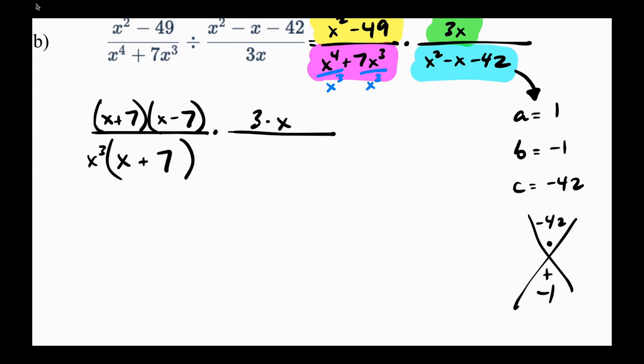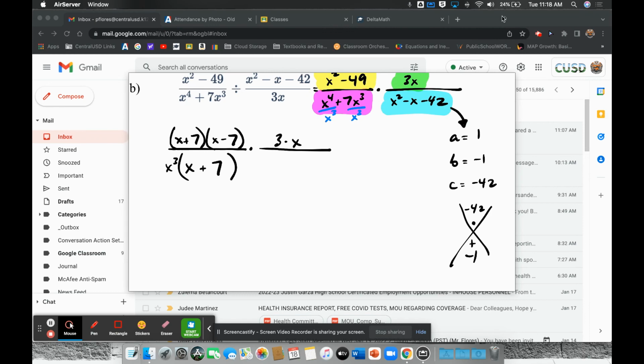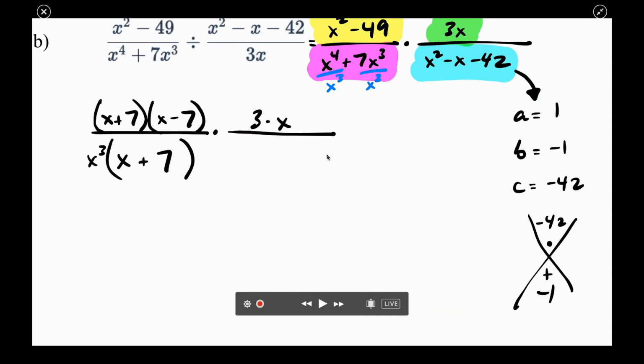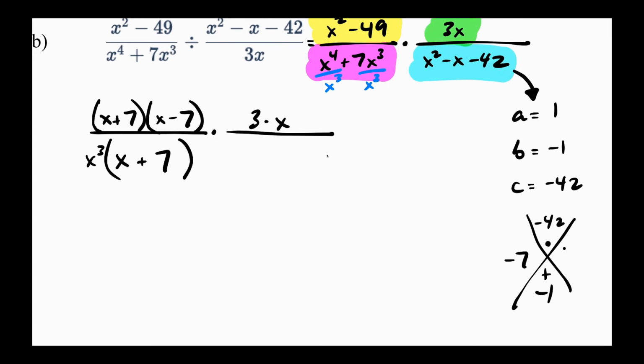So negative 42 and negative 1. What multiplies to be negative 42 and adds to be negative 1? There you go. Negative 7, positive 6. x minus 7, x plus 6. Good. Hard work is done. That's the heavy lifting there.